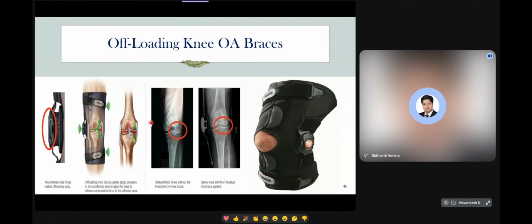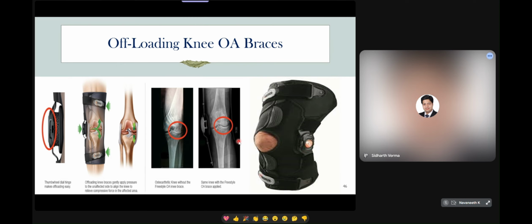An offloading brace is a brace which takes the weight of the body from here and bypasses it and puts it here. So it's kind of a bypass to the knee joint, and in doing so it also converts some of this weight into an inward push, so that the person's legs can be straightened.